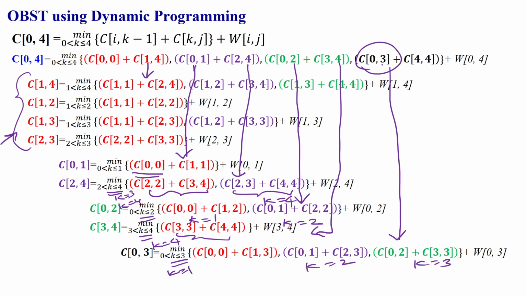So based upon that, finally you see we got the sub problem solution, right, for all the sub problems. Then we can substitute the values from bottom to up, then we will get the solution for c of 0 comma 4.